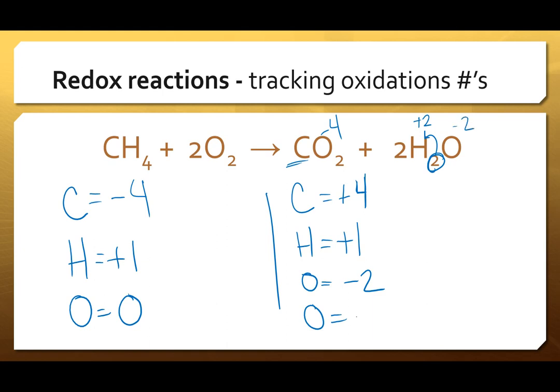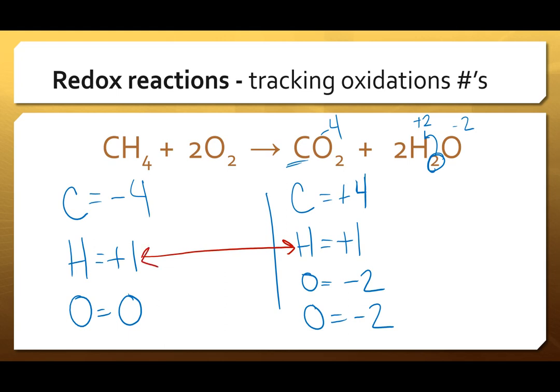So that must mean the oxygen is a -2. So in this case, both of the oxygens happen to have the same oxidation number, so that works out for us. Okay. Now we need to decide who's being oxidized and who's being reduced and who's staying the same. Well, hydrogen's the easiest one to look at.